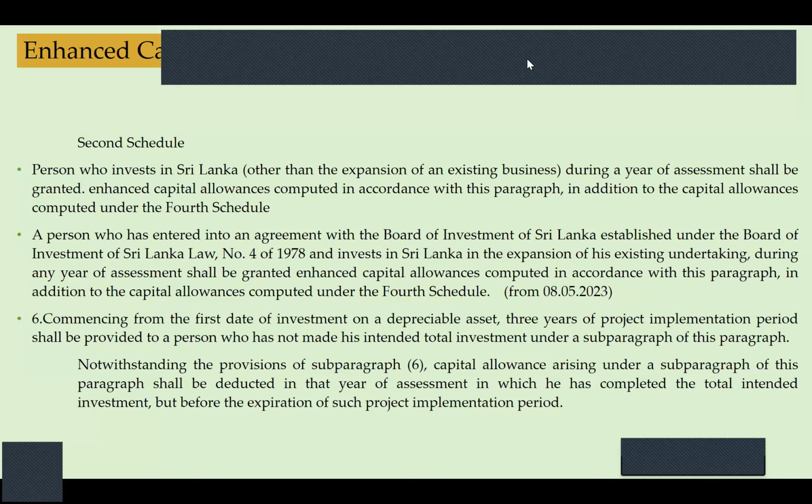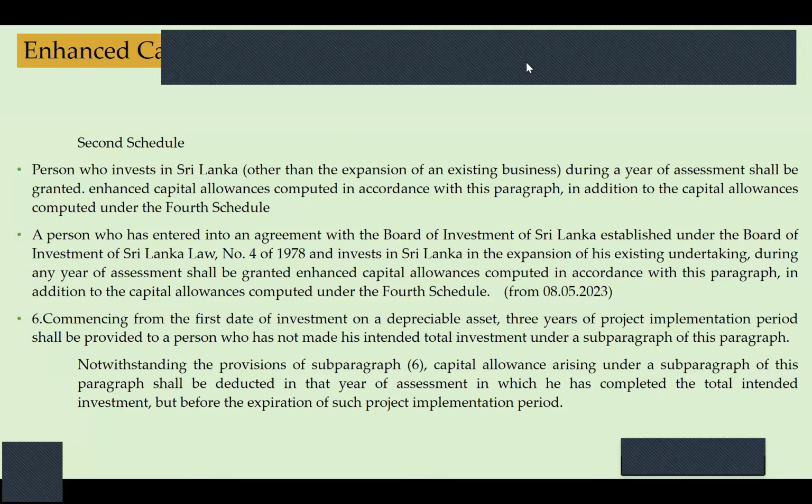So enhanced capital allowances means that capital allowances can also be deducted in addition to the capital allowances deductible under Schedule 4. The second and sixth schedules provide this concession to promote investments. That means if we want to invest some money in new businesses, then in the earlier years we granted exemptions to promote investments. But from this act, we are promoting investors by giving this kind of enhanced capital allowances.